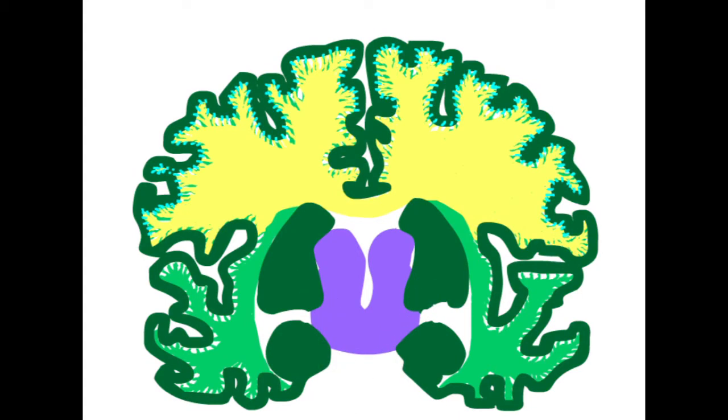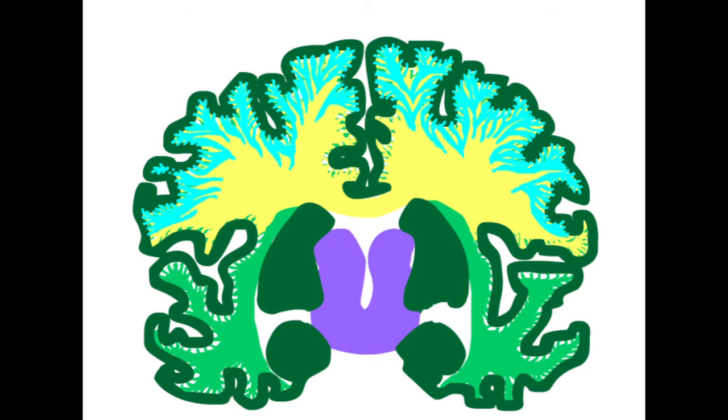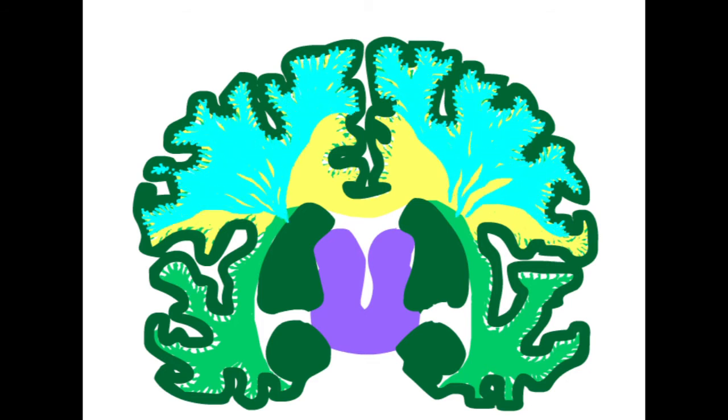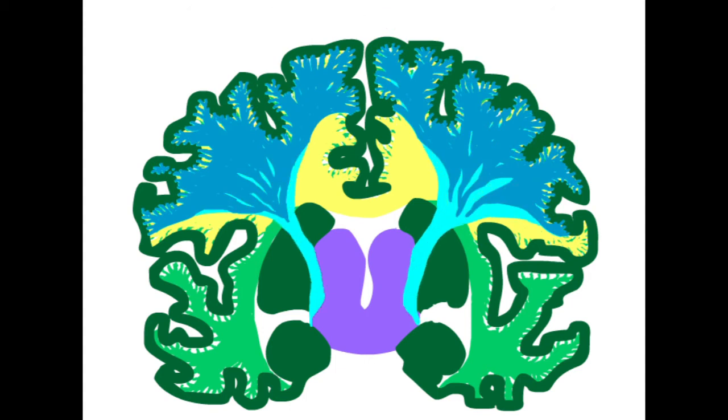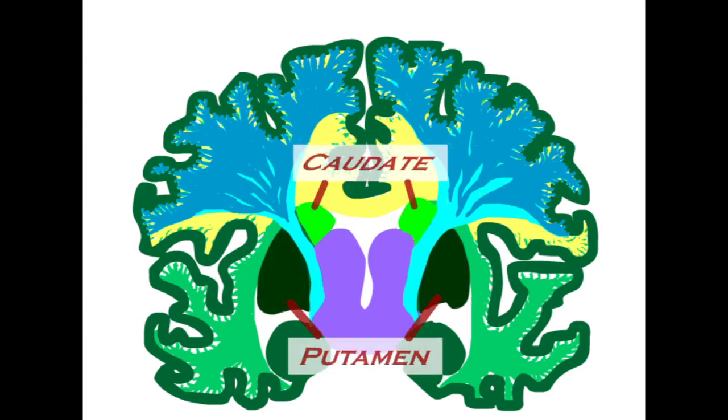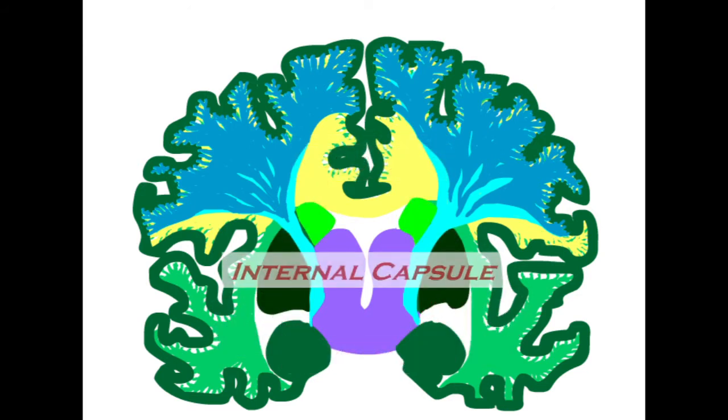Beginning from neurons in the cerebral cortex, these axons travel deep into the cortex in a fan-like shape, forming a structure called the corona radiata. As these axons continue caudally, they then pierce the striatum, splitting it into two parts, the caudate and the putamen. This portion of the tract is called the internal capsule.